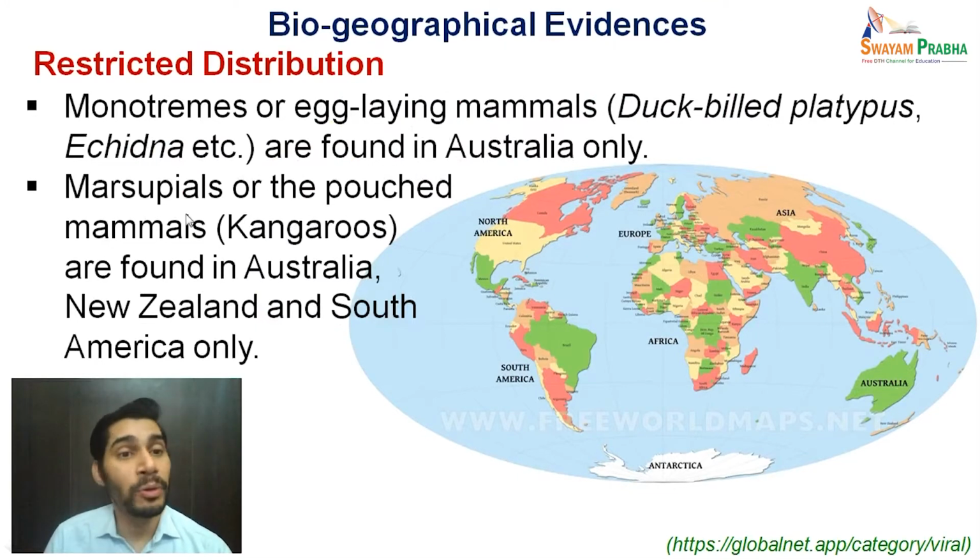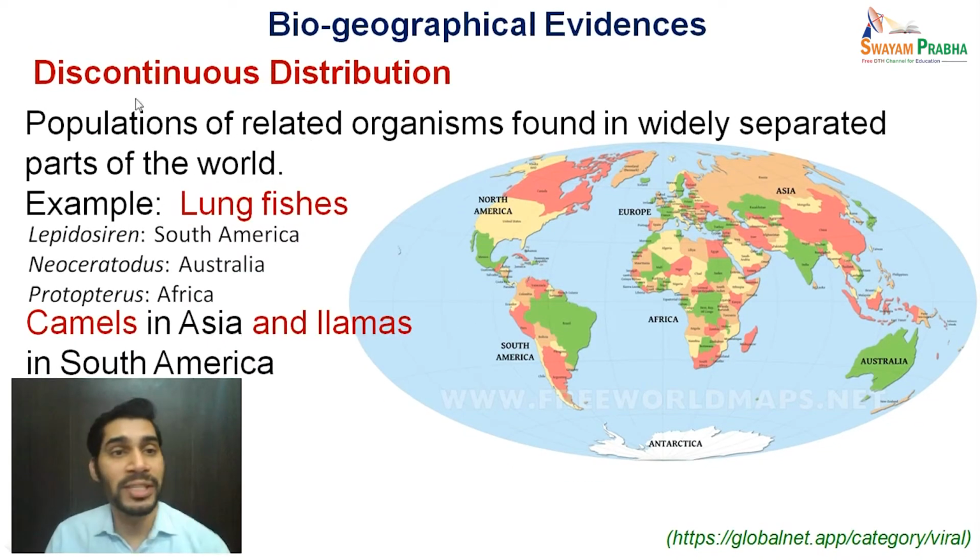Similarly, if you talk about marsupials or the pouched mammals just like kangaroo, they are found only in Australia, New Zealand, and the South American region. So the question is, why is this restricted distribution there? Why are monotremes or egg-laying animals here only? Why are these marsupials in these restricted pockets of the world and not in the rest of the world? Similar kinds of questions arise when we discuss the phenomenon of discontinuous distribution.